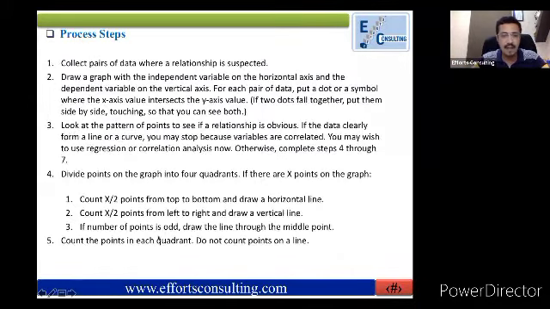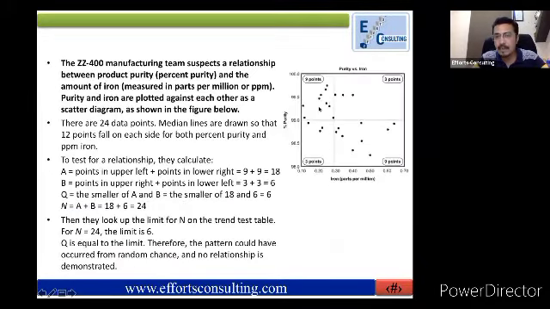Now, count the points in each quadrant. Do not count points on a line. The points that are on the line, we do not count; the points in each quadrant, those I need to count. So this is quadrant 1, this is quadrant 2, this is quadrant 3, and this is 4. So I will count 1, 2, 3, 4, 5, 6, 7, 8, 9. This has 9 points, this has 1, 2, 3 points, the third also has 1, 2, 3 points, and then this also has 9 points. So 9, 3, 3, 9. Okay, so these are the points I have calculated.